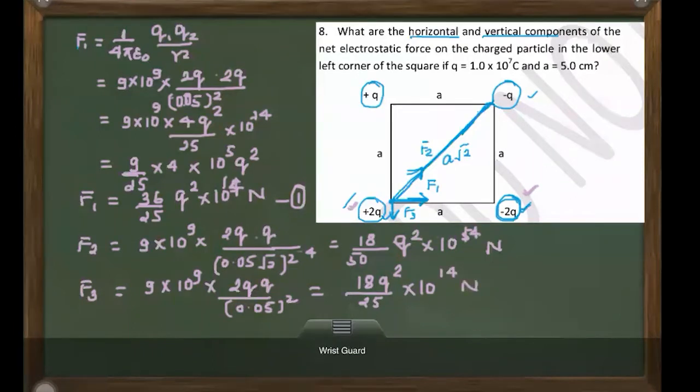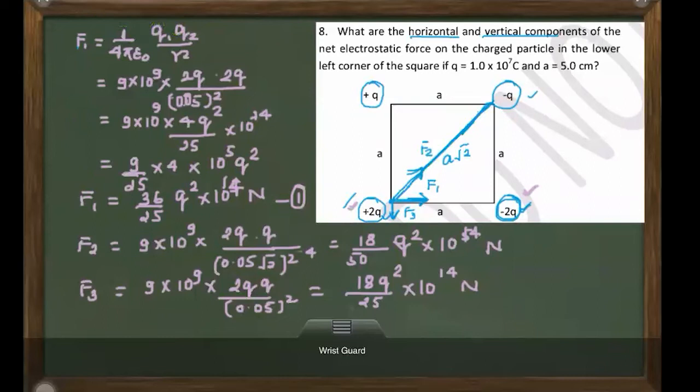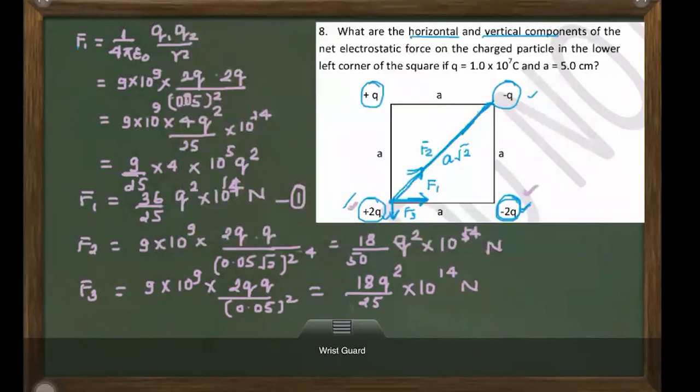Look, why should it be 14? Because this is 0.05, so in the denominator there will be 10 raised to power minus 4. That will go up and become 10 power 4. So not 14, it will be 13. Now, the main problem is how can we solve it afterward?